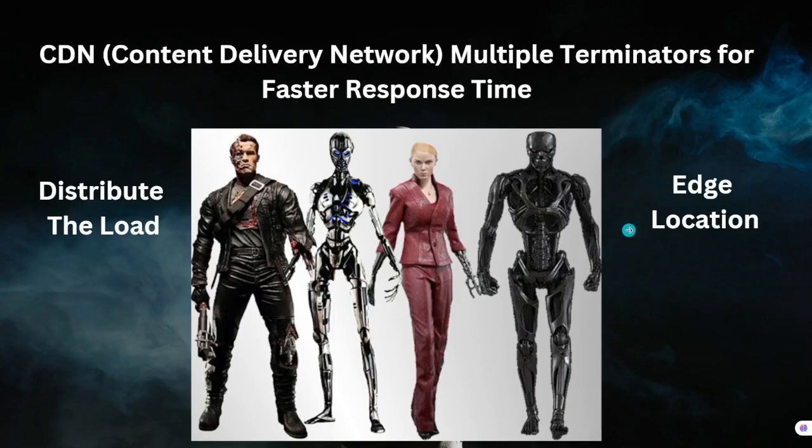The next concept is CDN, or Content Delivery Network. A CDN caches data at edge locations to ensure fast access across the world. Skynet doesn't send just one Terminator. It deploys multiple models such as T800, T1000, TX, etc. across multiple timelines and locations to cache kill orders near its targets. Instead of waiting for a single Terminator to travel long distances, that is high latency, Skynet distributes the load across multiple units, reducing response time and increasing efficiency.